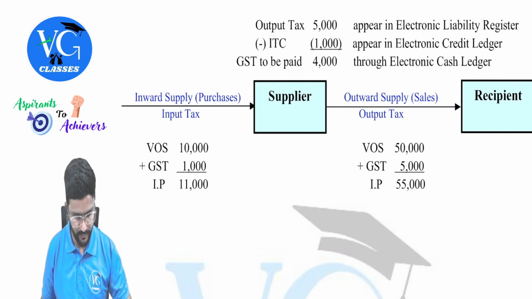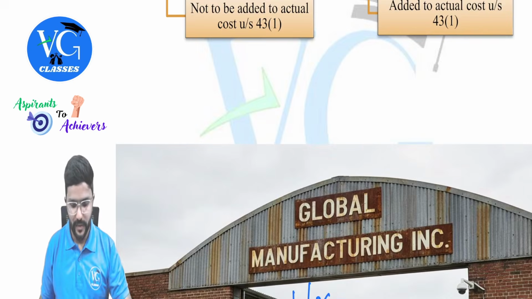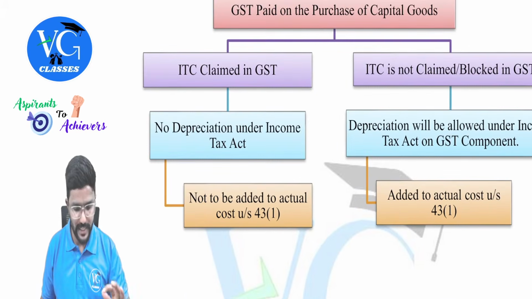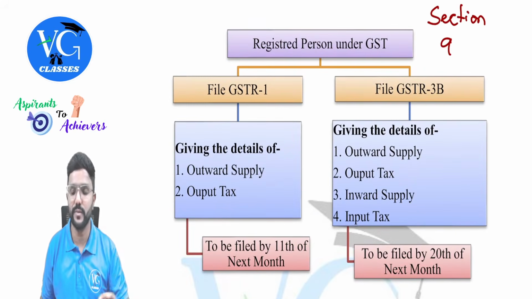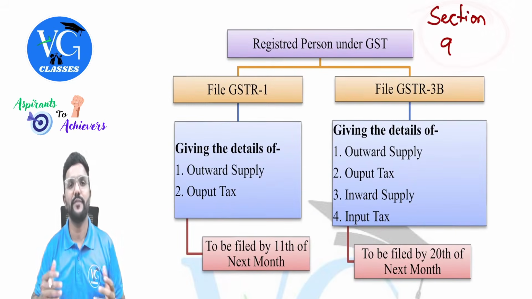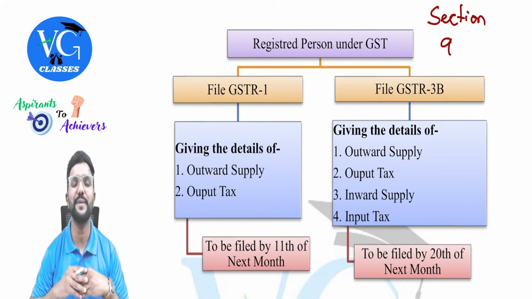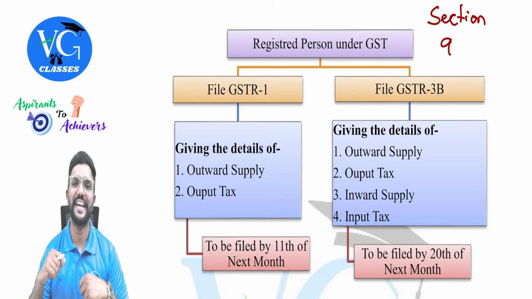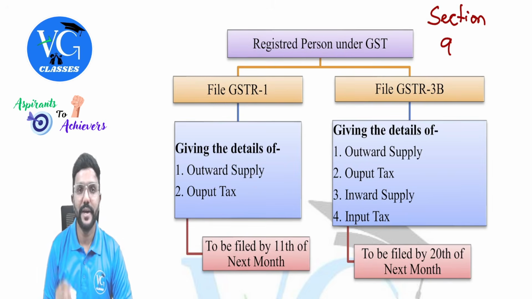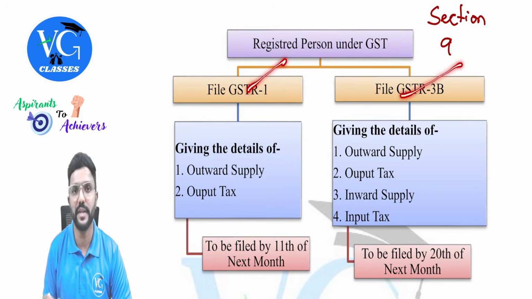There are mainly two returns which have to be filed under GST, that is GSTR 1 and 3B for the persons who are registered under section 9. And for the person who is following composition scheme as per section 10, anyway is not eligible to claim credit. So we need not worry about ITC there. Okay. So a registered person under section 9 will file every month GSTR 1 and 3B.